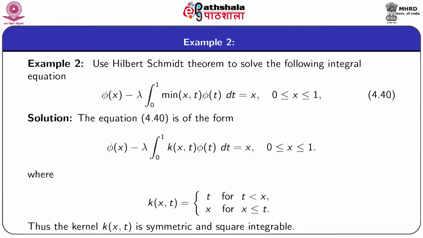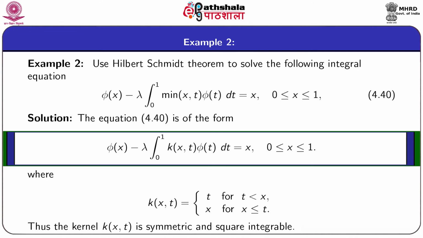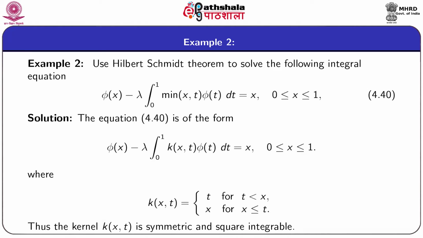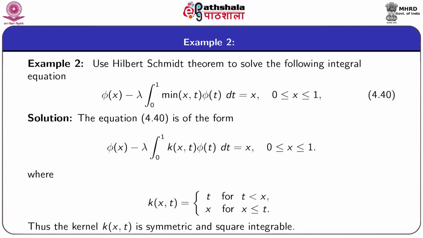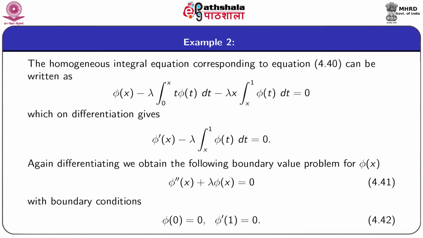Now equation 4.40 can be written in the form phi(x) minus lambda integral 0 to 1 k(x, t) phi(t) dt equal to x, x lying in the interval 0 to 1. If I compare this equation with equation 4.40, then we find that the kernel k(x, t) is equal to t when t is less than x and is equal to x when x is less than or equal to t. We can see here that the kernel is symmetric and square integrable. Now we shall use the Hilbert-Schmidt theorem to solve this integral equation.